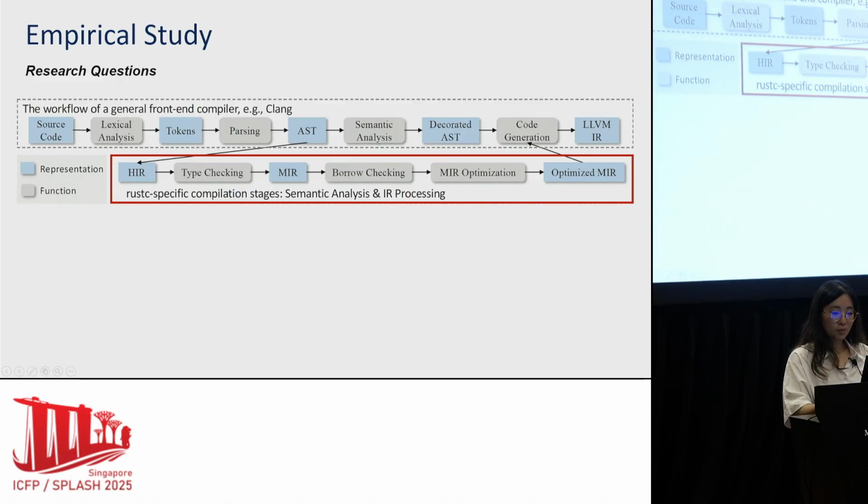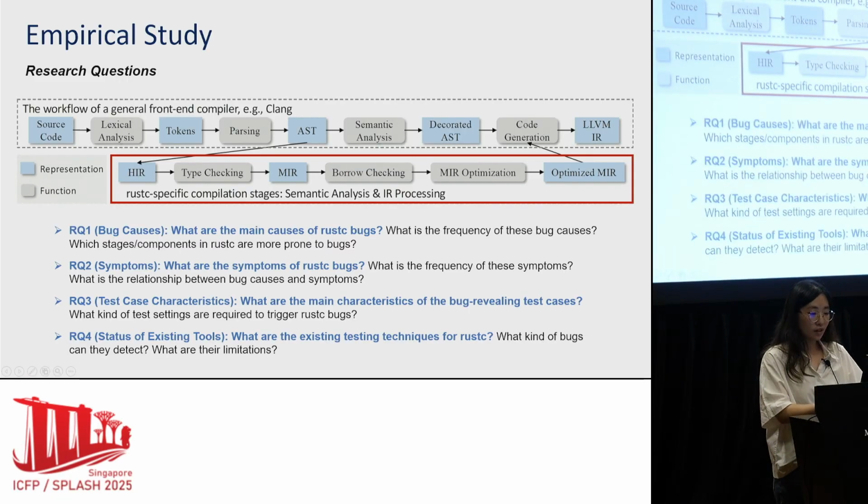Based on this, we formulate 4 research questions. RQ1 asks about the main causes of rustc bugs, the frequency of these bugs, and which stages or components are more prone to bugs. RQ2 investigates the symptoms of these bugs, how frequent they are, and the relationship between causes and symptoms. RQ3 investigates the characteristics of bug-revealing test cases and what test settings are required to trigger rustc bugs. Finally, RQ4 examines the existing testing techniques for rustc, what kind of bugs they can detect, and their limitations.